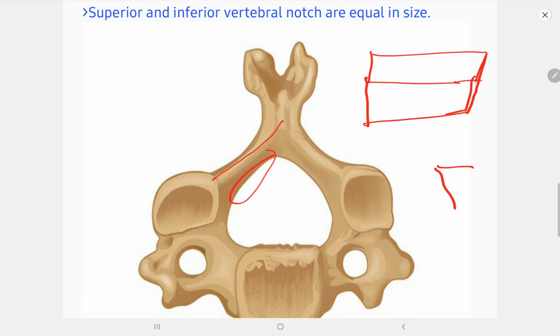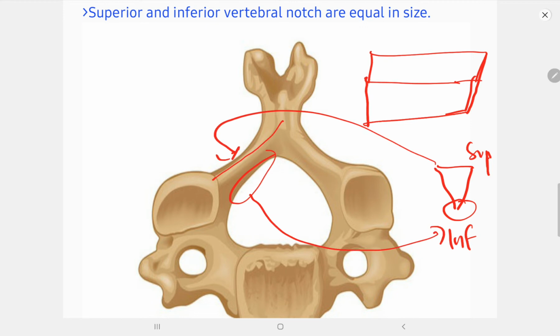If it is a front view, this is inferior and this is superior, and I am showing this part as this part and this as this part. I hope you have understood that the lamina's upper surface is thicker and the lower surface is thinner. Okay, that's it.